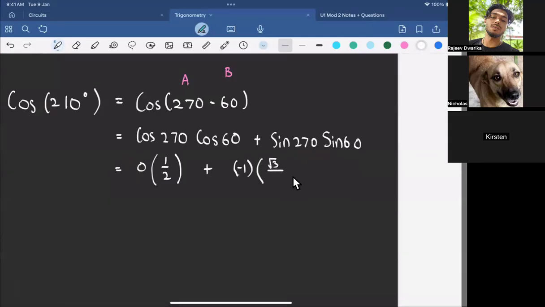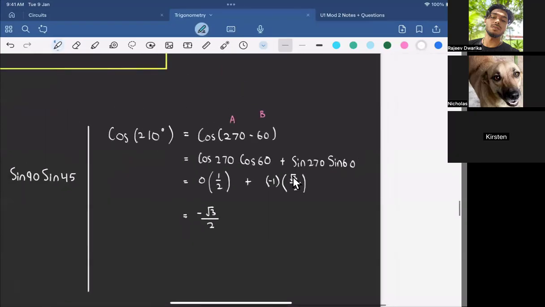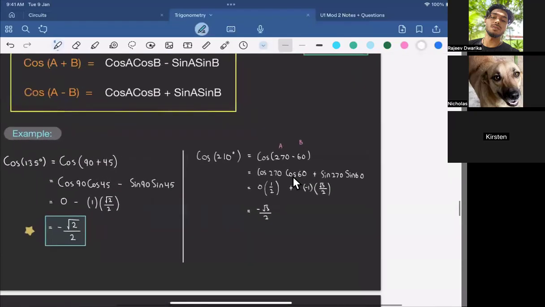You mean root 3 over 2? Yeah, root 3 over 2. I don't know what's going on with this laptop. Now this whole thing will just be 0 because 0 by anything is 0. And then we're going to get minus 1 by root 3 over 2, which is minus root 3 over 2. Awesome. And that's how you handle a question.